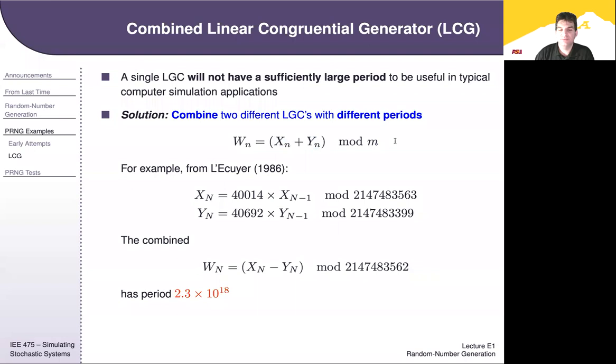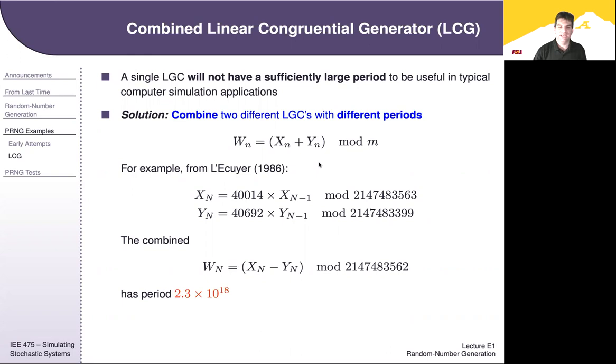And this combined linear congruential generator can potentially, if X has a small period and Y has a small period, because these two aren't in sync, then the combination of them together is going to have a larger period.